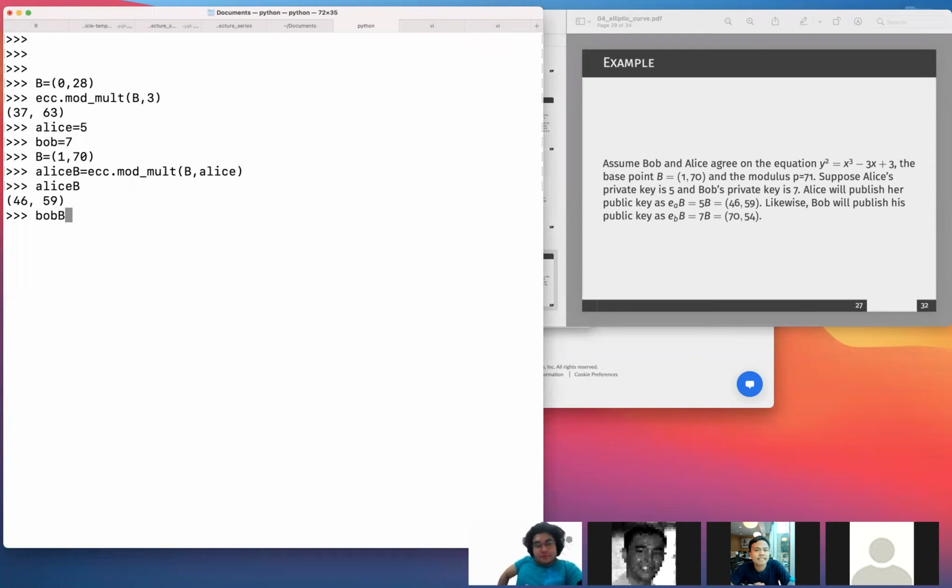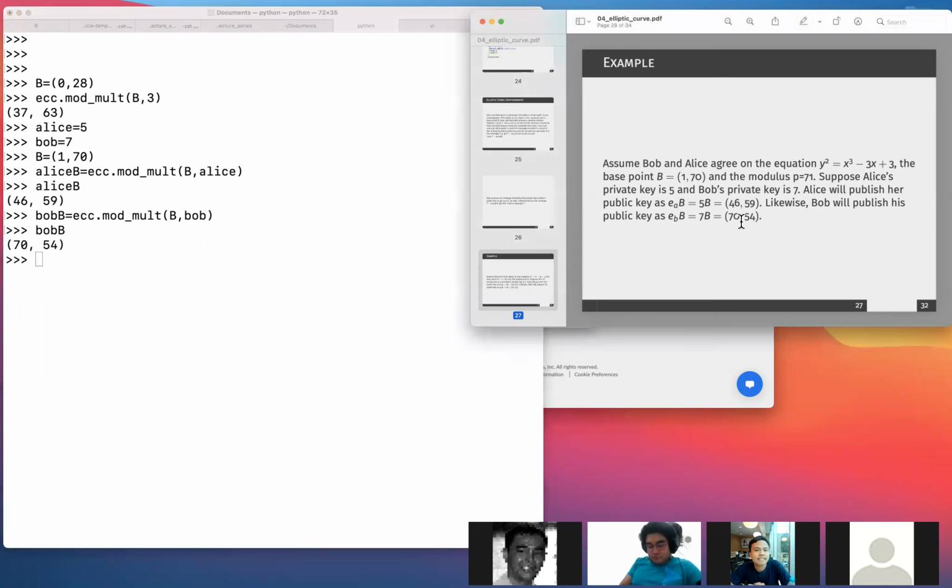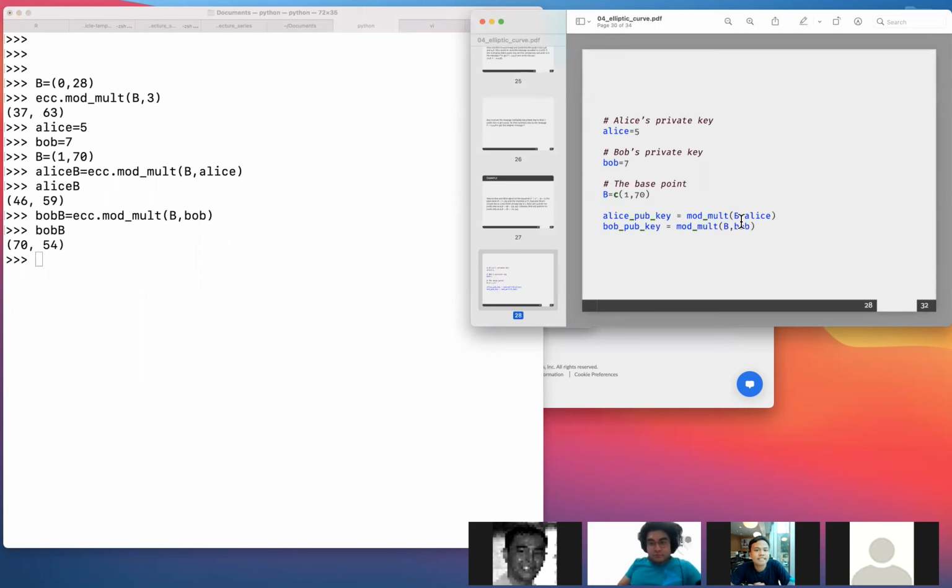In the same way, let's compute the public key of Bob. Bob B is equal to ECC mod mult B and Bob. So Bob B is 7054. These two pairs of numbers are the public keys of Alice and Bob. They attach this to their emails, publish this to their LinkedIn, so anyone who wants to message them will be able to do so in a secure manner.